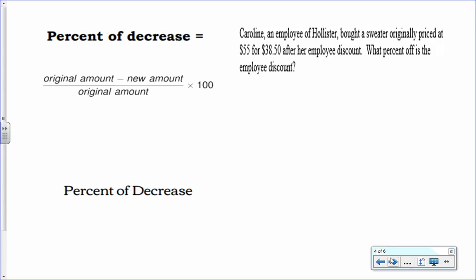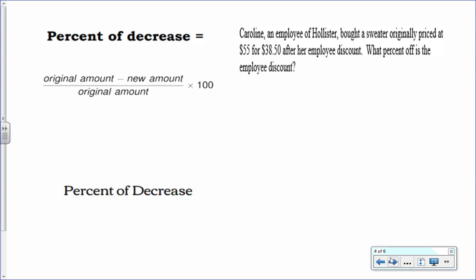Our second type of percent of change is percent of decrease. We're still going to do this, but this time, instead of subtracting the original amount from the new amount, to avoid getting a negative answer, we do original amount minus the new amount, still just how much it changed by, divided by the original amount, because we always divide by the original amount, times 100. That'll tell us what percent it went down by. Our example problem, which after I read it you should pause and copy, is: Caroline, an employee of Hollister, bought a sweater originally priced at $55 for $38.50 after her employee discount. What percent off is the employee discount?